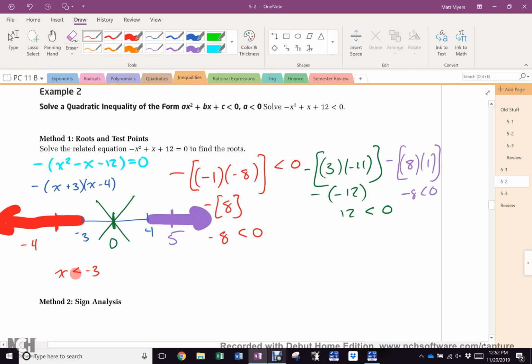So what's my answer? X is less than negative 3 or greater than 4, because I'm going to the right. Right, Jasleen? Everybody cool? Everybody can do roots and test points?